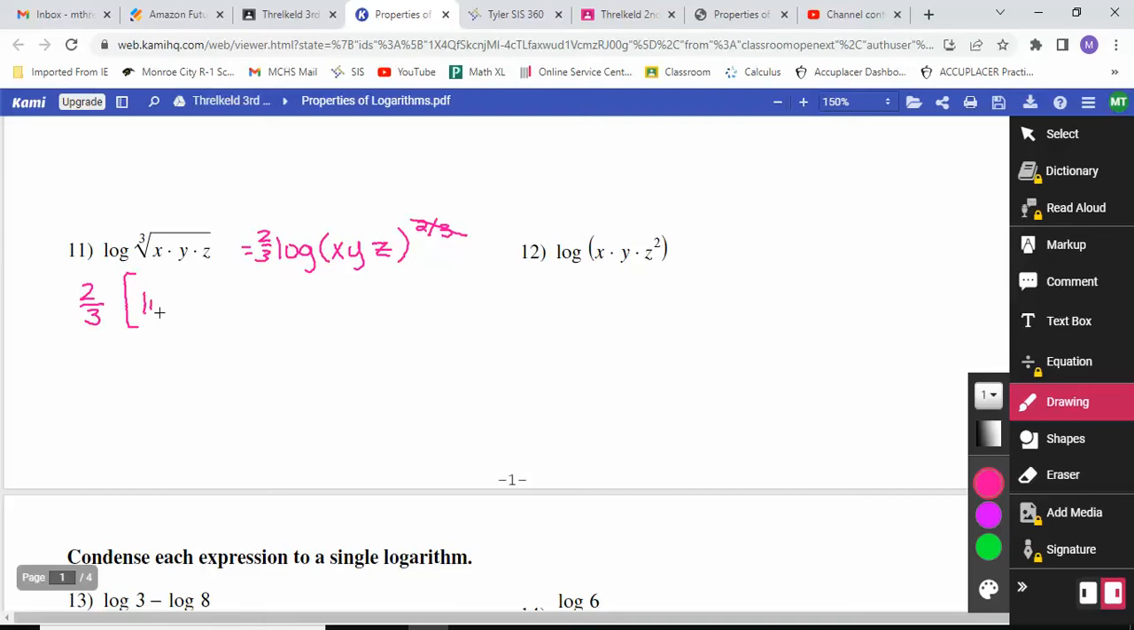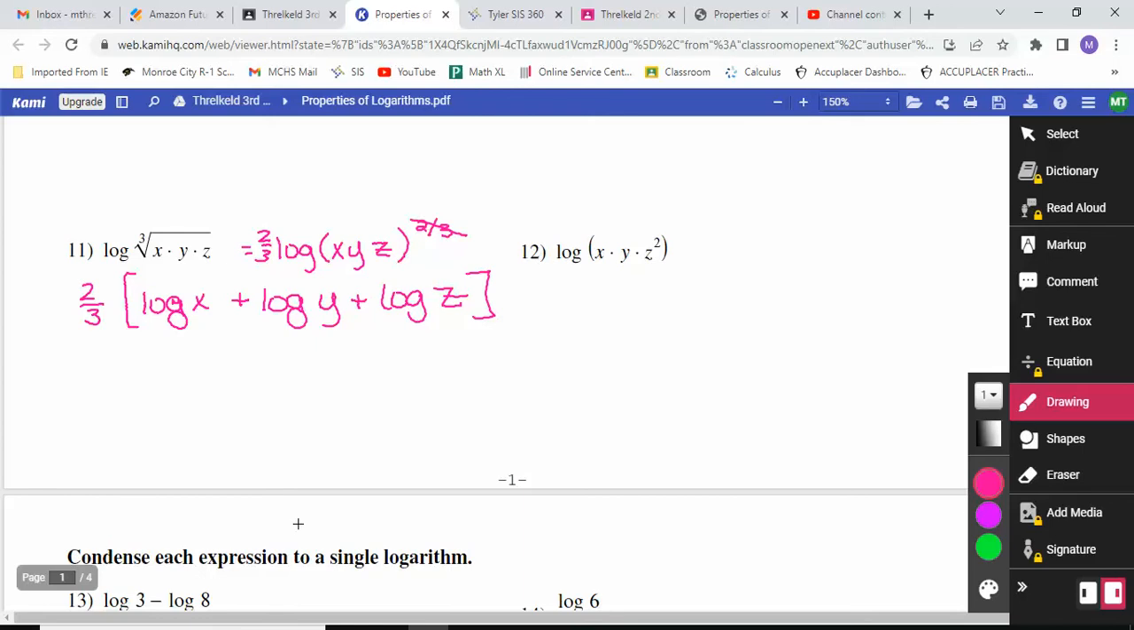But since they're multiplied, we could break that apart. So that would be the log of x plus the log of y plus the log of z. You don't have to just be breaking apart 2 things. It can be as many as I want. And each one just gets its own log added together. Are we okay with these expanding?